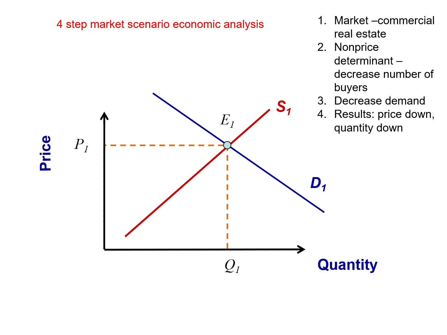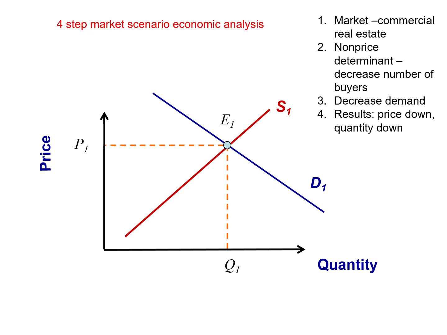Graphical analysis of the commercial real estate market. Correctly labeled graph. Price labeled on the vertical axis. Quantity labeled on the horizontal axis. Downward sloping demand curve labeled D1. Upward sloping supply curve labeled S1. Where demand and supply come together.